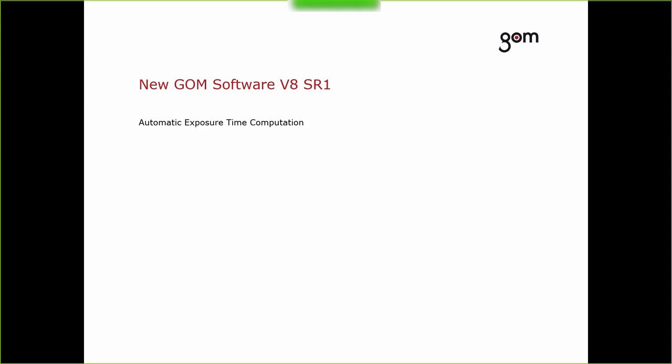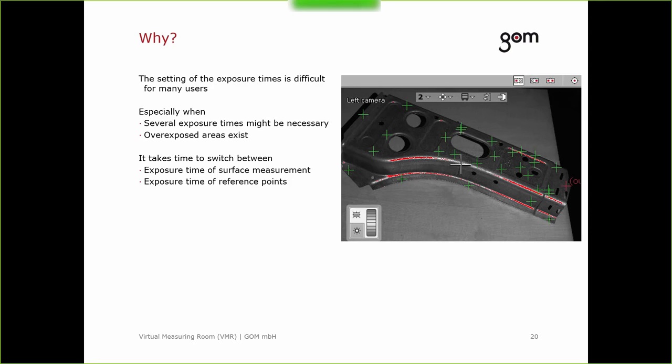The next topic is also a challenging one, the automatic exposure time computation. Setting the correct exposure time, meaning balancing quality against duration, can be challenging, especially if several exposure times are necessary or the measurement conditions are bad. Our solution for these problems is the automatic exposure time computation, which determines the optimum exposure times automatically. With only a few clicks, you will receive automatically set, ready-to-use exposure times.